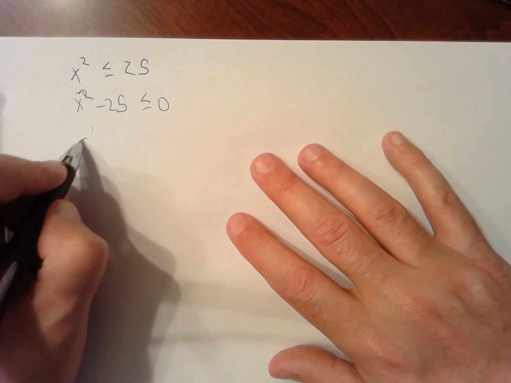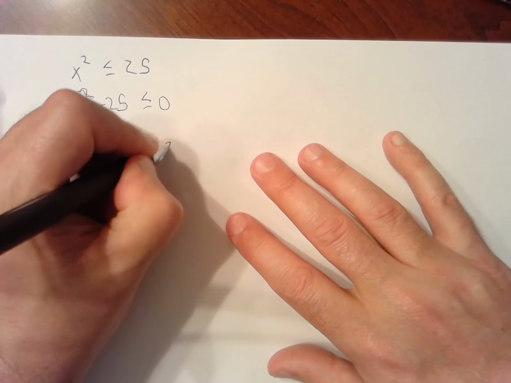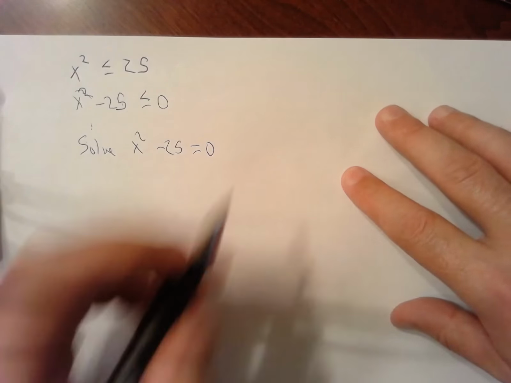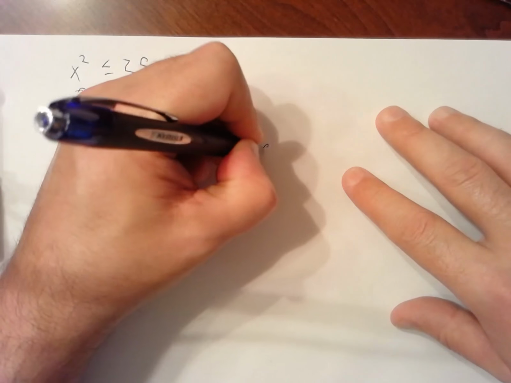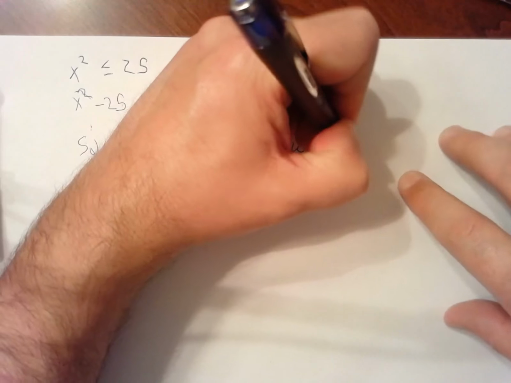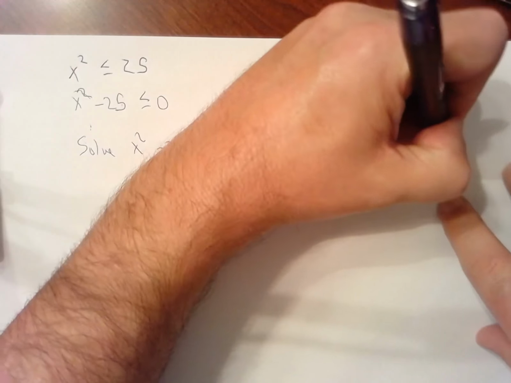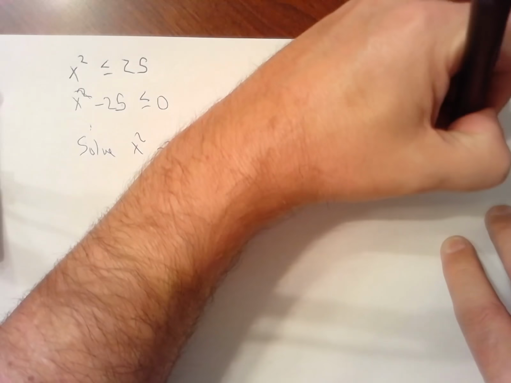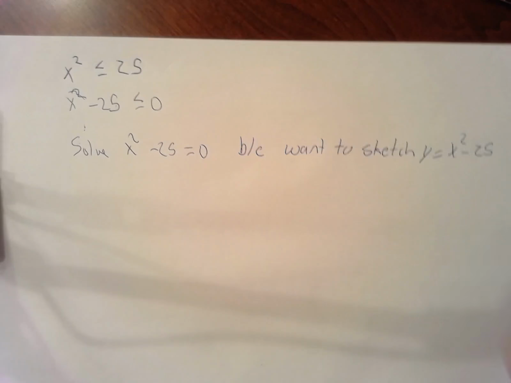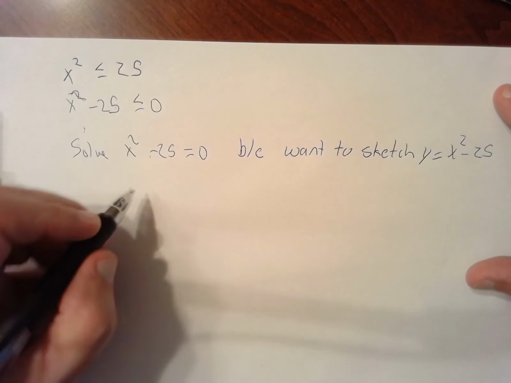I want to solve x squared minus 25 actually equals 0. Because I want to sketch y equals x squared minus 25. And I want to see where the x-intercepts are. This is how we find x-intercepts.